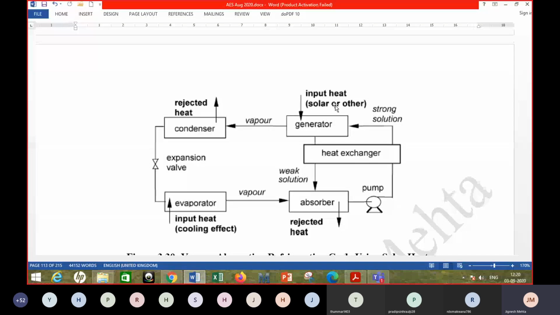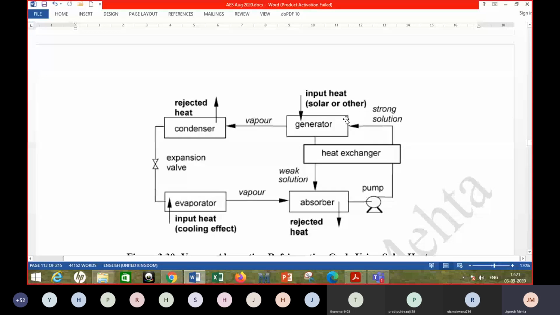So here what is done is, in case of the vapor absorption refrigeration system, you have not a single refrigerant, but a pair of working fluids. One of them is the refrigerant, which flows. It's purely refrigerant which flows here, pure refrigerant which flows here. But in these components, you also have another working fluid out of that pair of refrigerant and absorbent. So the other working fluid is called the absorbent.